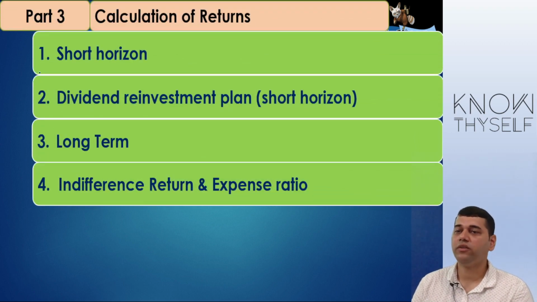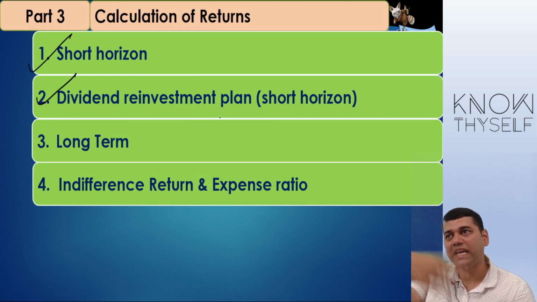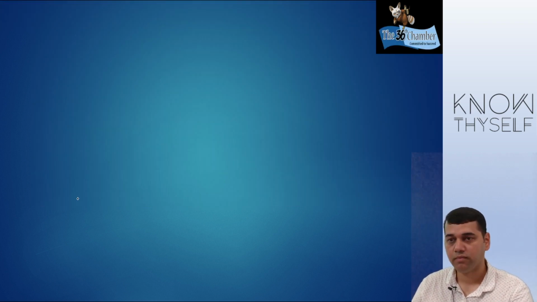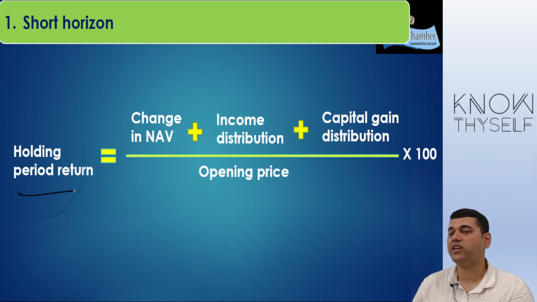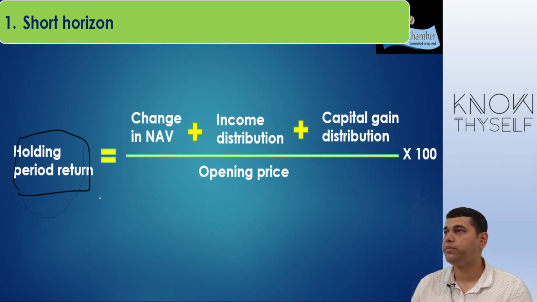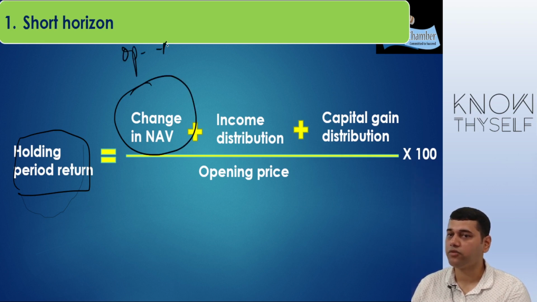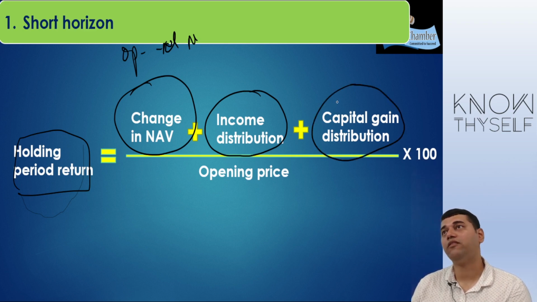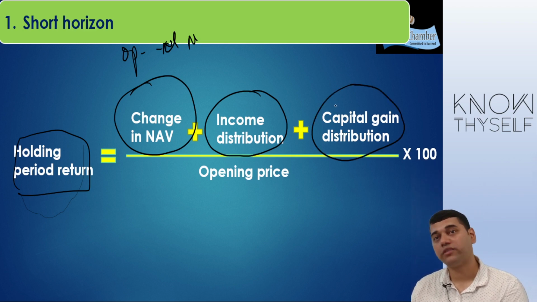Now, returns will come in the form of short horizon, short term period, dividend reinvestment plan, because sometimes when I get the return, again I'll buy the units only. Long term and indifference return or expense ratio. Short term horizon: what is my short term holding period return? It is a change in NAV, which is nothing but opening NAV minus closing NAV plus income distribution plus capital gain distribution. Suppose they got some capital gains.